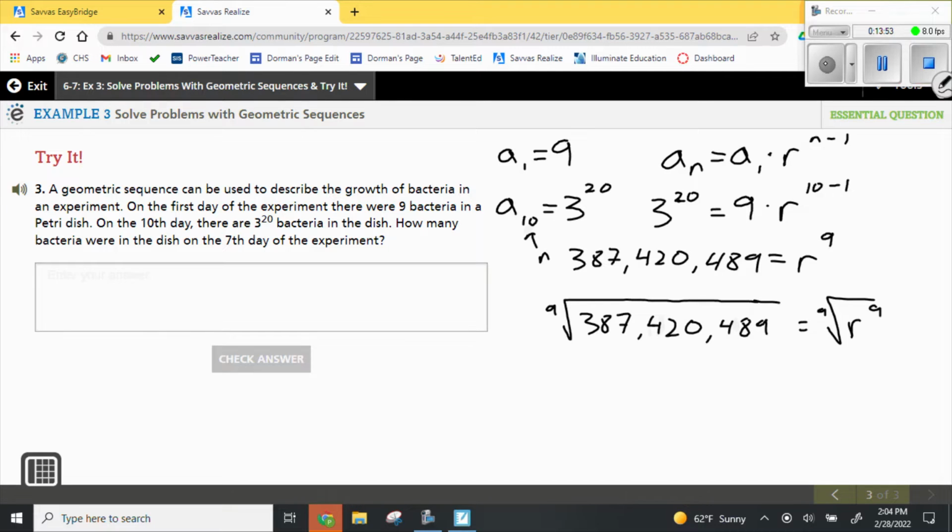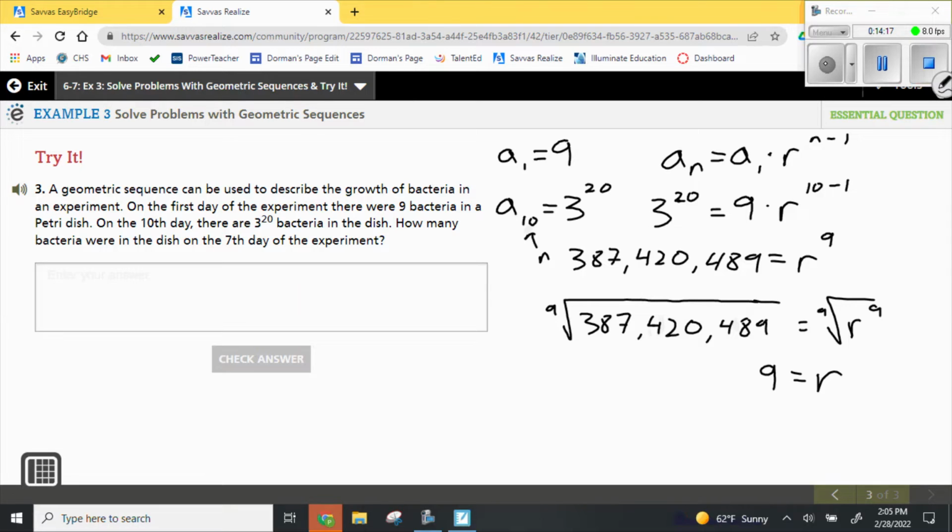And let's see what that is. Oh, interesting. So the 9th root of that is 9. So we get that r is equal to 9. But they want to know how many were in the dish on the 7th day of the experiment.